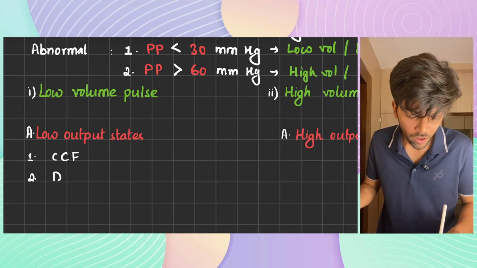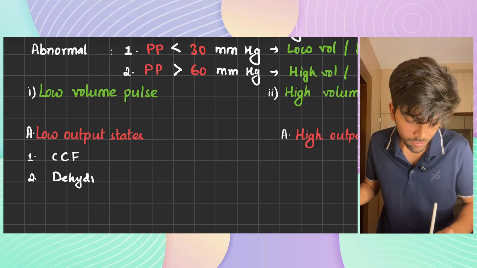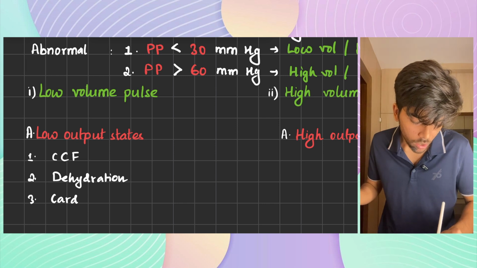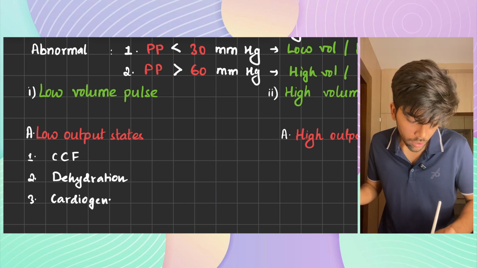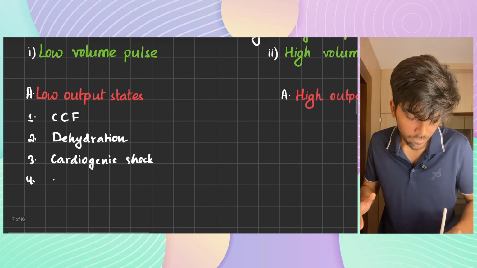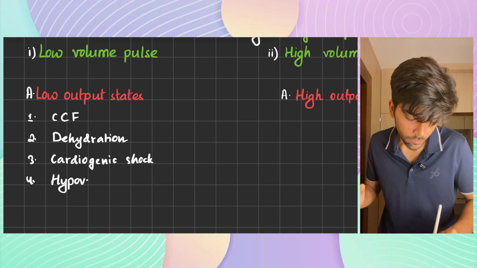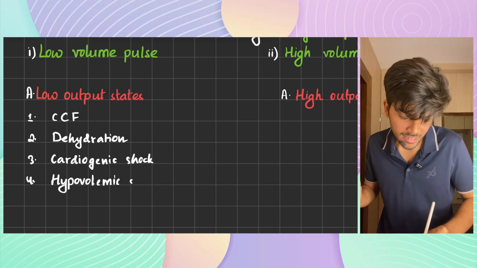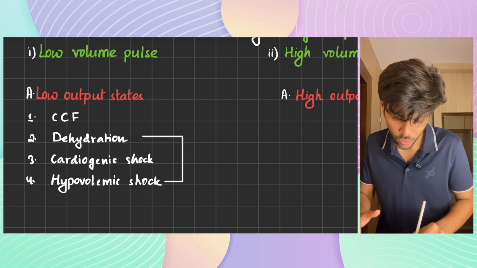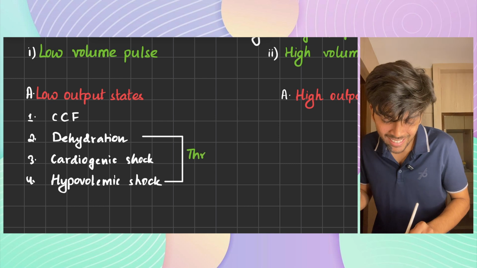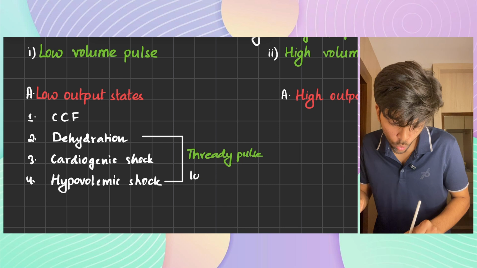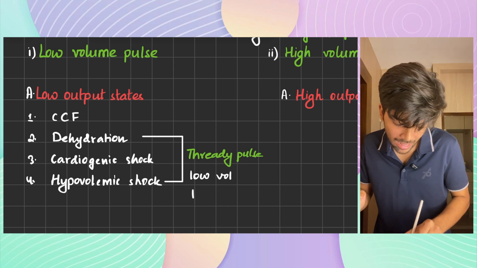Number 2, when the volume itself is low due to dehydration or due to cardiogenic shock or due to hypovolemic shock. In these 3 cases, that is dehydration, cardiogenic shock and hypovolemic shock, you also get what is known as a thready pulse. Thready pulse is characterized by low volume and high pulse rate.